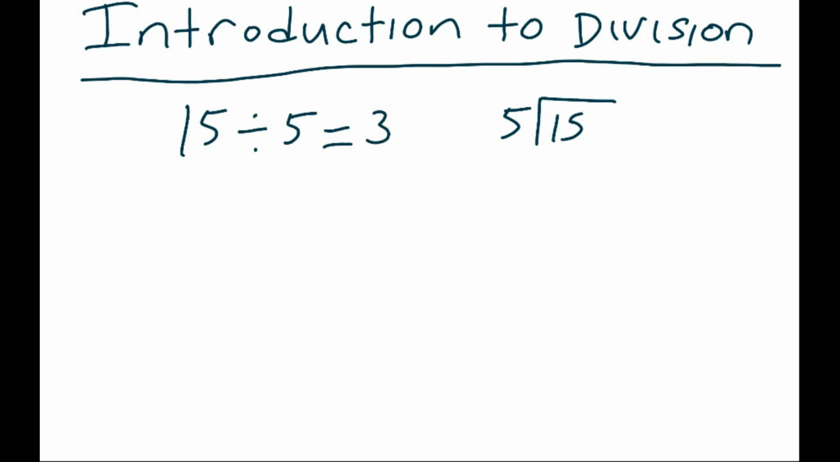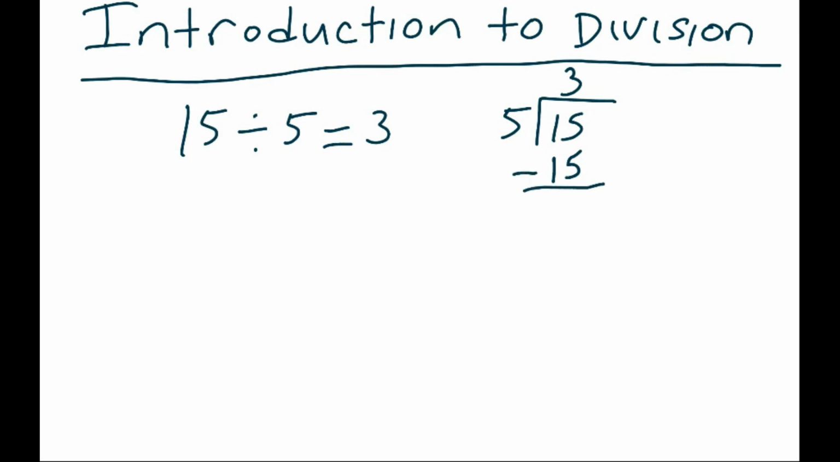5 goes into 15 3 times. And notice I placed the answer above the last digit of the number I'm dividing into. Remember, the second step is to multiply. We must multiply 5 times 3. 5 times 3 is 15. Let's place that number underneath the number we're dividing into. So we're going to write 15 here.